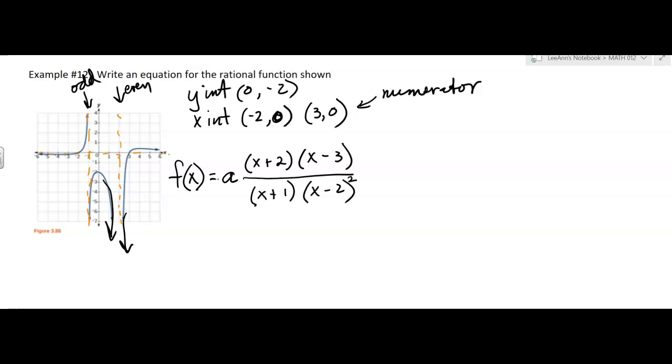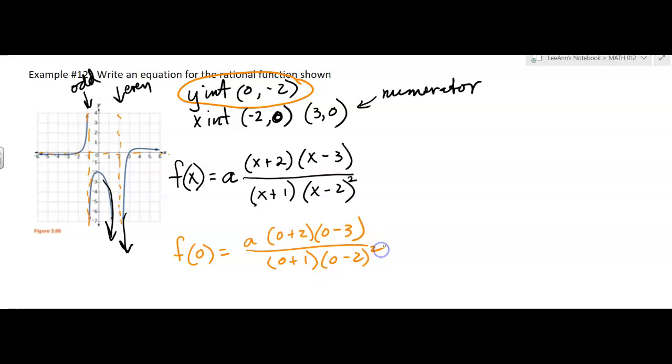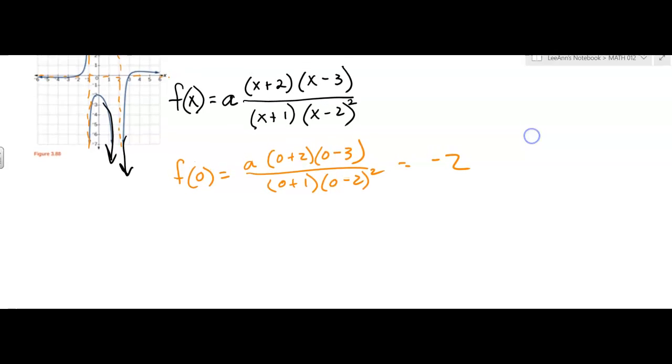Could we find out what a is, what that multiple is? And we can because of the y-intercept. So we're going to use the y-intercept, and we're going to say if we evaluate this at 0, so f of 0, that would be a times (0 plus 2)(0 minus 3), I'm writing this out again, over (0 plus 1)(0 minus 2) squared. But we know that has to equal -2. So then I can solve for a.